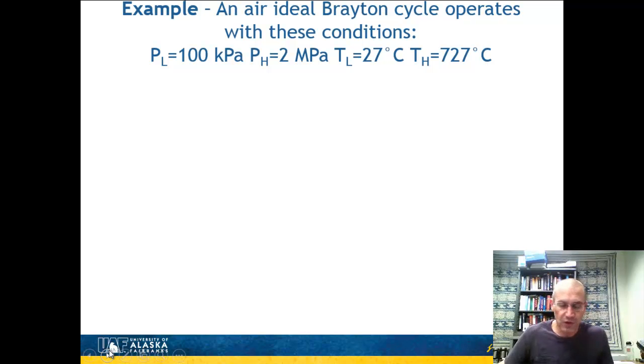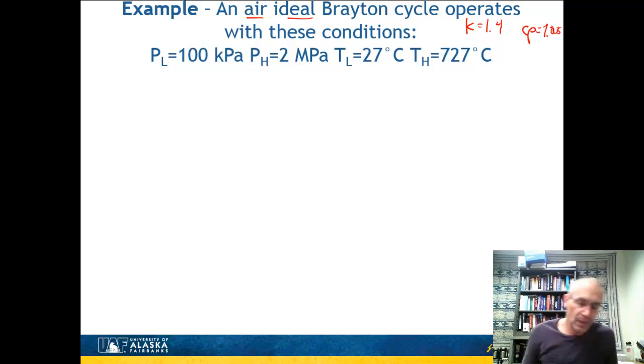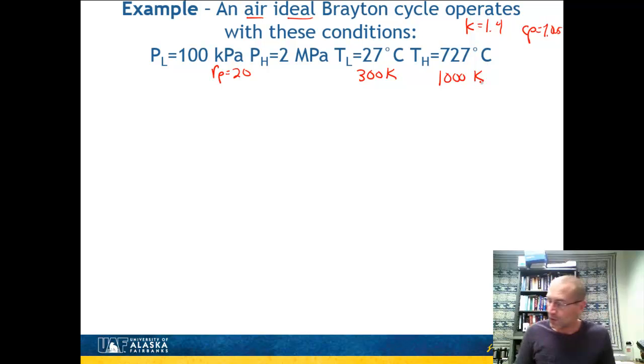All right, so let's go ahead and do an example here. We'll just do a straightforward example. We have an ideal Brayton cycle. We're going to be using air, so we're going to have a value of k, which will be 1.4, and the value of Cp, that is about 1.005. And we got our low pressure is 100 kPa, our high pressure is 2 megapascals, so that tells us that our pressure ratio is equal to 20. And we've got an inlet temperature of 27 and an outlet of 727, and those come up to some nice round numbers of 300 Kelvin, and this will be 273. That's going to give me 1,000 Kelvin right over there for T high.